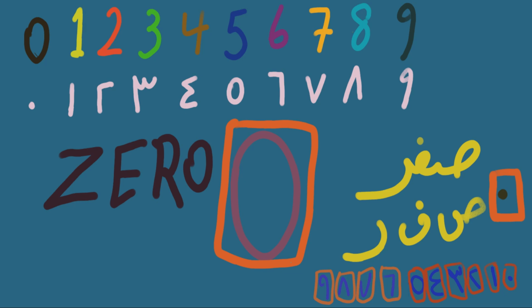So the numbers in white are the ones used in the Arab world. These are the numbers that are used in the Arab world. And these are the ones that are widely used.